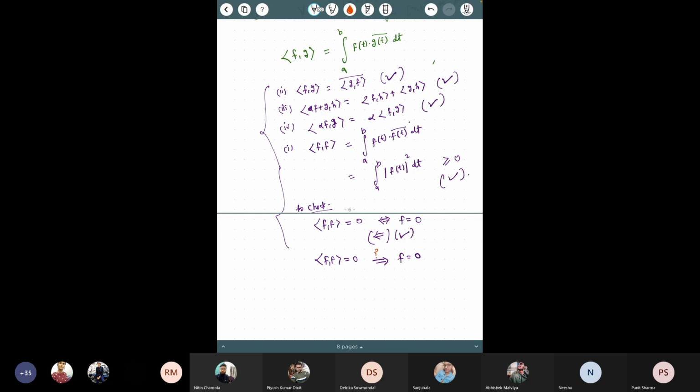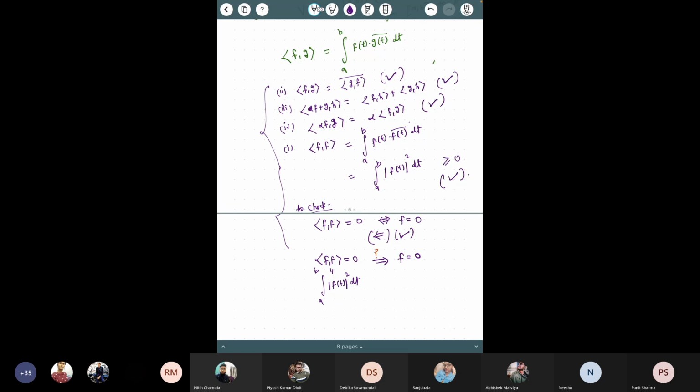Can you give me an example of a function for which this is 0? That means, what is this? So this is this one. This is 0. So can you define a function from the closed interval a b to R for which this integral is 0, but the function itself is not 0?